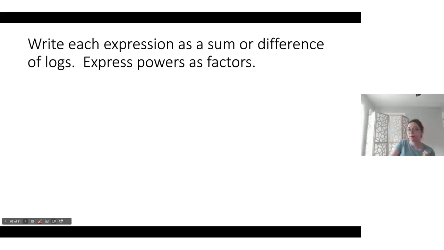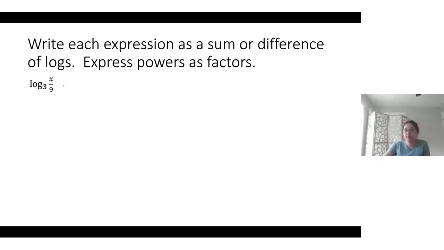Okay. So now we're going to start looking at, instead of actually being able to evaluate logarithms, we're going to be putting variables in. And the first direction we're going to go is expanding, and then we're going to do the same thing by condensing. So we're going to write each expression as the sum or difference of logarithms. And we're always going to express powers as factors when we do our expansion. So that means if I have an exponent, I always want to make sure I bring it down as multiplication using that power rule.